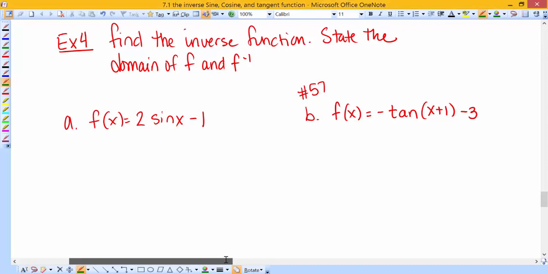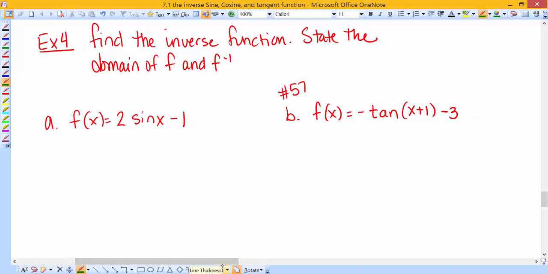7.1 continued. This video is going to be going over examples 4 and 5. I promise it won't be as long as the last one. These examples do go faster. They're more algebraic than anything, though we will have to keep referencing our values for the domain since we are being asked to find the domain for f and f inverse. So two domains we're going to have to find. So find the inverse and then state the domain.